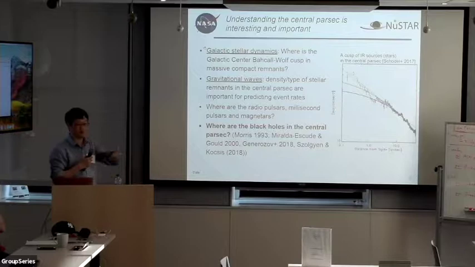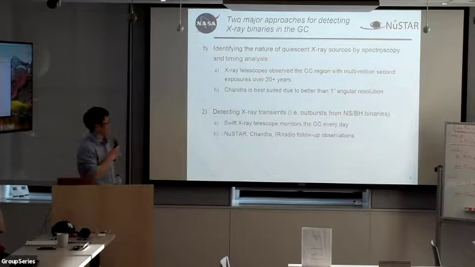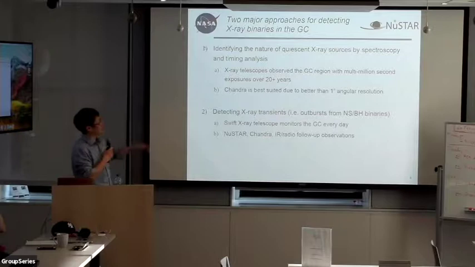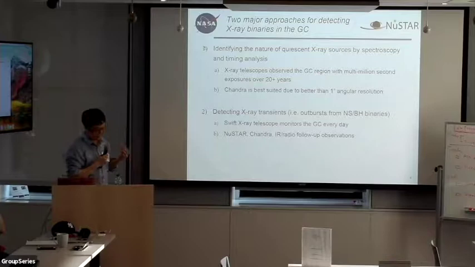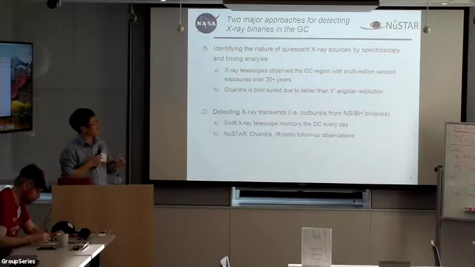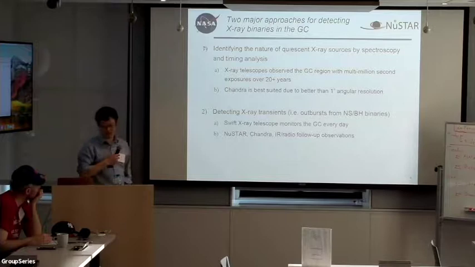Okay, so we have been running two major approaches for detecting X-ray binaries in the center. The first approach is, like I said, Chandra telescopes spent multi-million seconds looking at all these hundreds of sources in the central parsec. So we look at each of them and characterize its X-ray spectra and timing information so we can identify them.